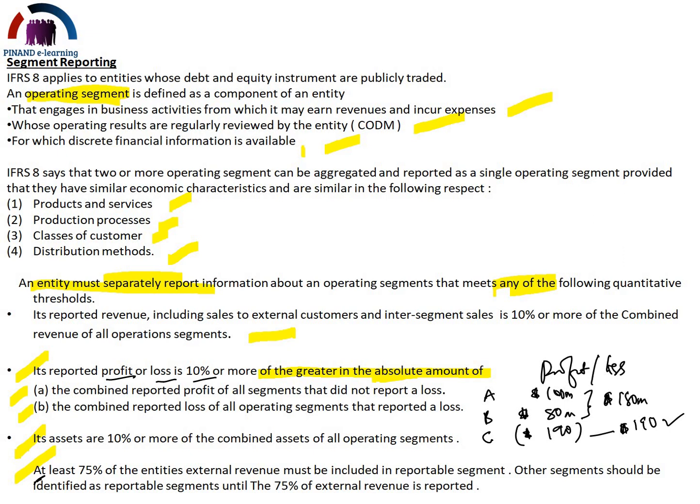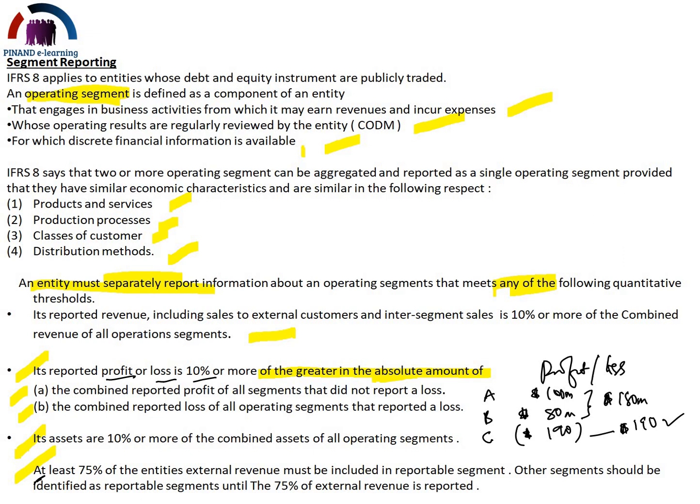I know if I do a question and I find out that, hey, one of these branches met one of the quantitative thresholds, maybe the first test, maybe revenue test. Another branch again meets another test, maybe this time profit or loss test. If these are the 2 branches that meet the threshold, they are reportable segments, but I need to still carry out the 75% test.